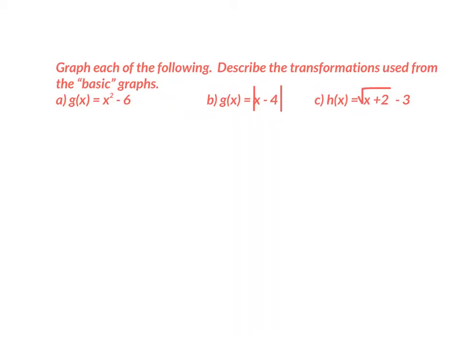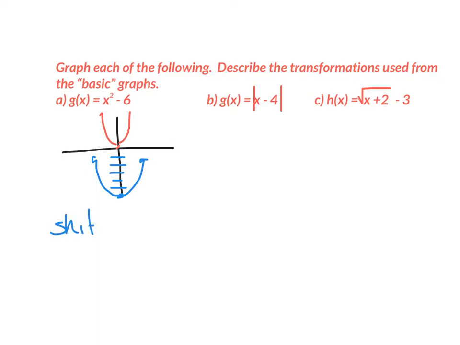All right, let's try a couple of graphs here. This first one says, graph the following, describe the transformation used from the basic graph. So the first one is x squared. Remember x squared, usually I would do this right here. I would say, oh, it's just like this. It's a parabola. It's supposed to touch 0, 0. But this one has a minus 6 outside. It's not inside a parenthesis. So I'm going to go down 6, down to there, put my vertex there, and it's going to do this. And when it says describe, you'll say it shifts down 6.